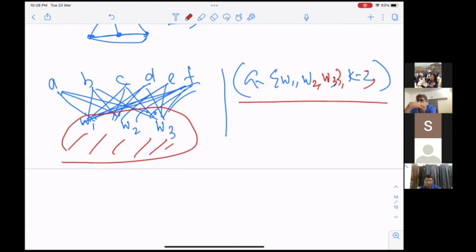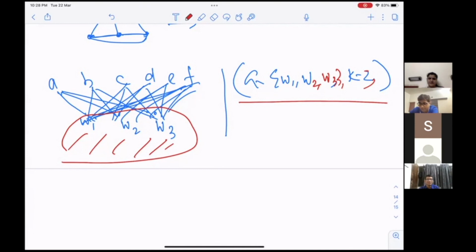No, that doesn't work. There are some more details. This A, B, C, D, E, F and W1, W2, W3 is a bipartite graph. Maybe there could be an edge between W1, W2, W3. I have never told you that.